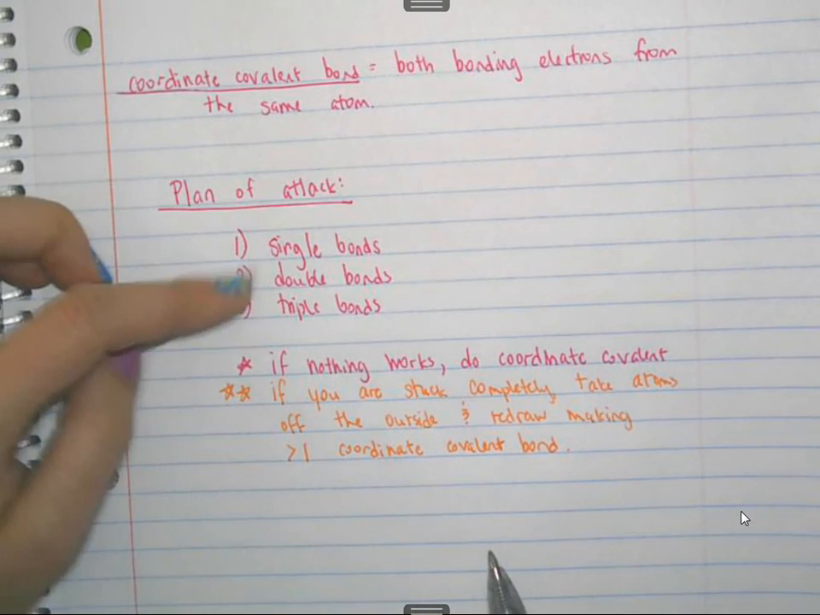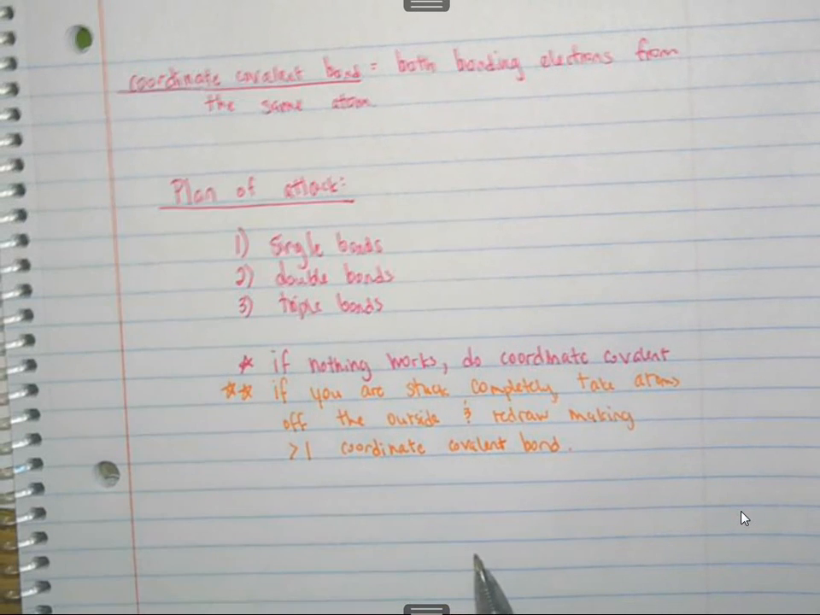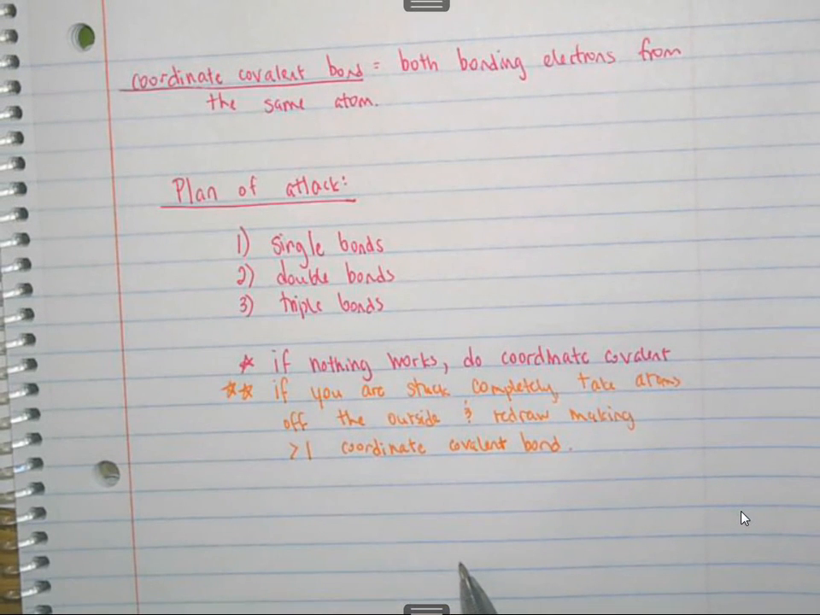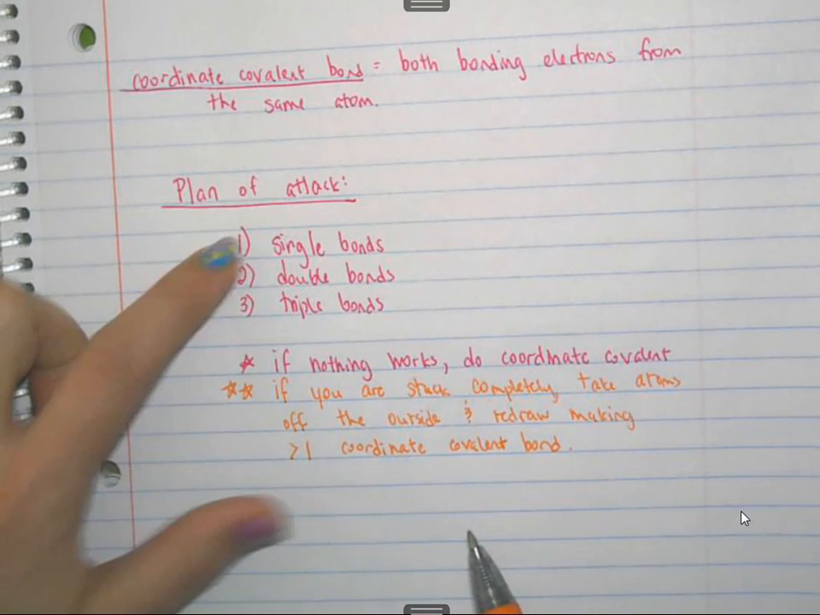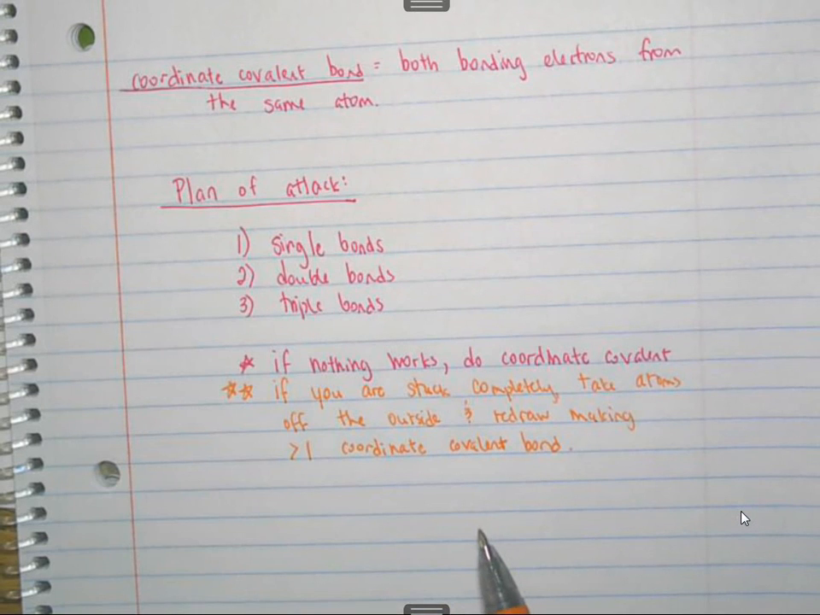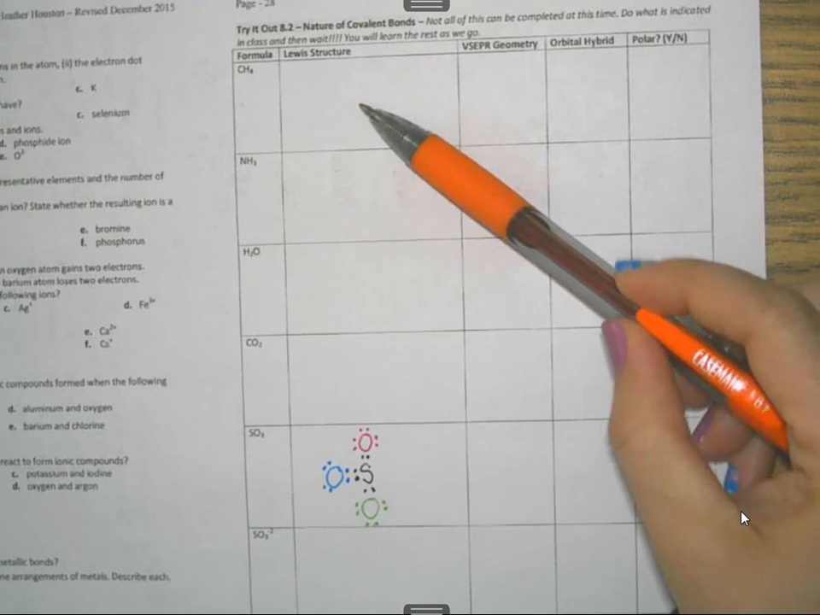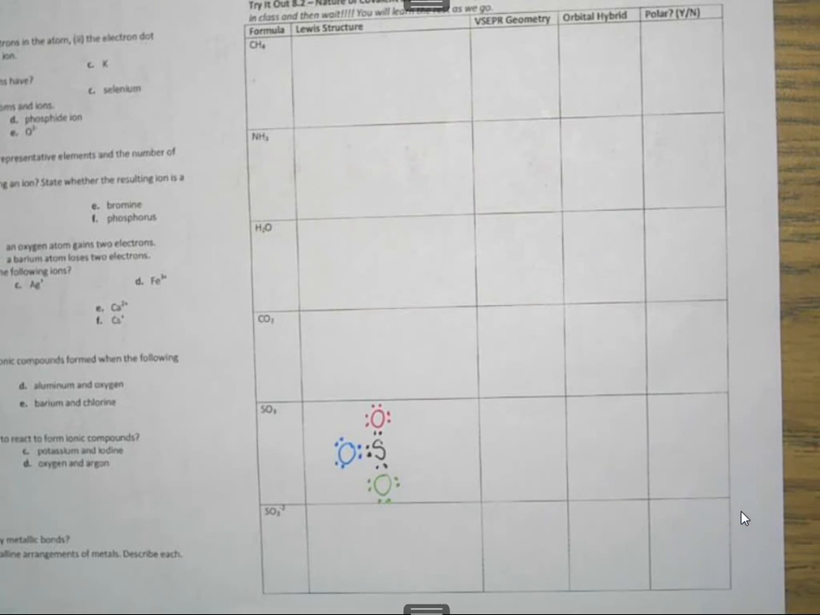I put this as your plan of attack because, y'all, most of the time that's not going to fail you. For the most part, that should serve you well. If you don't get the coordinate covalent thing, you still need to get single, double, triple, but you ultimately need to get coordinate covalent as well. What I want you to do now for maybe the next 10 or 15 minutes is start up here at the top and practice drawing. See where you get.